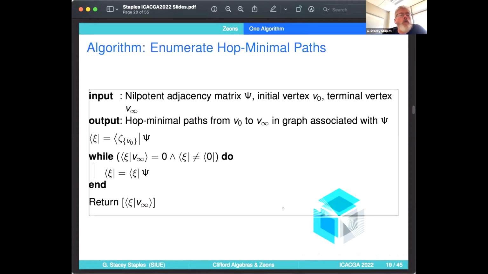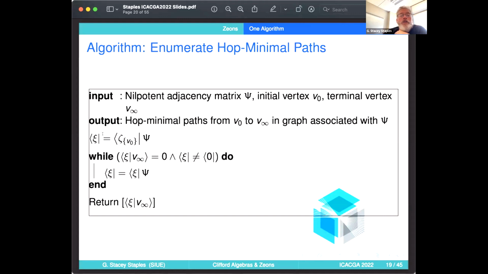But again, that takes a little work to do that. But here's an algorithm. This is what I was saying I consider sort of the real strength of the approach. This is the algorithm to enumerate all the shortest paths from one vertex to another. So I have my adjacency matrix C. I have an initial vertex where I'm starting and a terminal vertex where I'm hoping to go, and I want to find all the hop minimal paths, like all the shortest paths from V0 to V infinity in the graph.